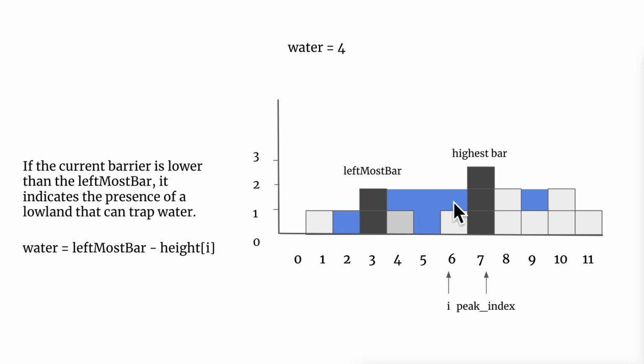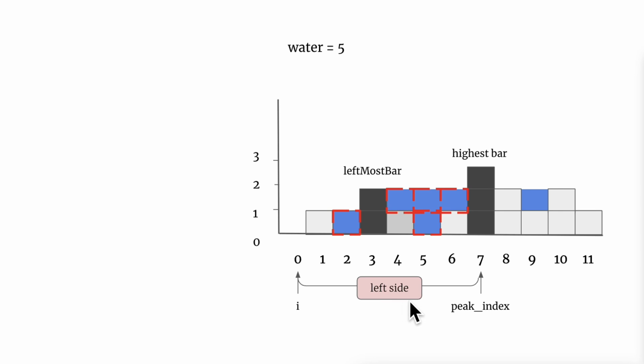Let's continue. For this specific position, the current barrier height, which is 1, is lower than the leftmost barrier, which is 2, so it indicates the presence of a lowland here, which means here we can trap water. Water equals the leftmost barrier height 2 minus this barrier height 1, so we can trap 1 unit of water here. The water amount currently increased by 1 unit, so our total water is updated to 5. So for the left side of the highest bar, we can trap 5 units of water in total.